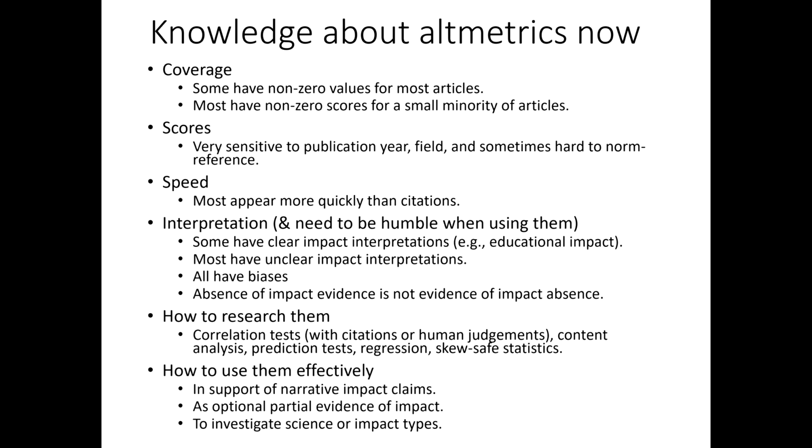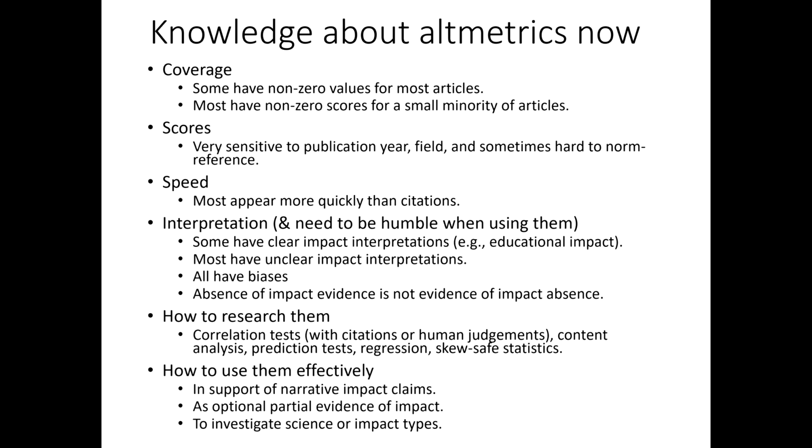And how to use them effectively, I think this is where we're the weakest at the moment, really. We know that we can use them in support of narrative impact claims. So as a researcher, you write some statements explaining what kind of impact you believe you've had, and then you can use Altmetrics to help support that claim, provide evidence in support of that claim. And that's used a lot in the UK at the moment for the impact case studies that we're writing for the end of this year, beginning of next year, for the government to assess us.